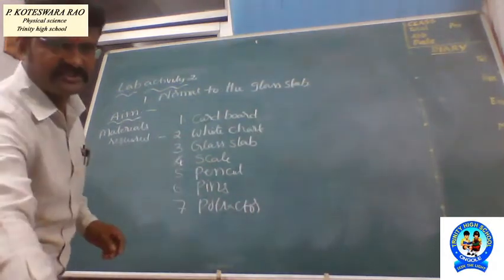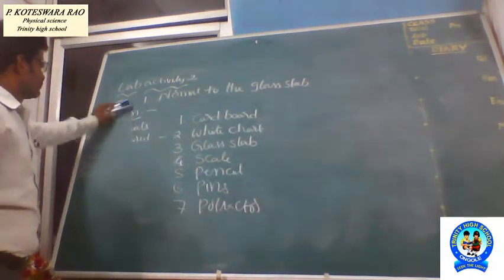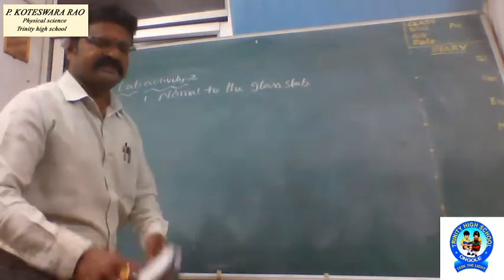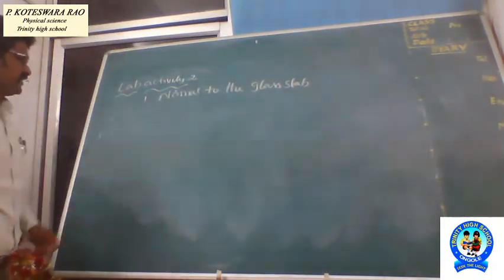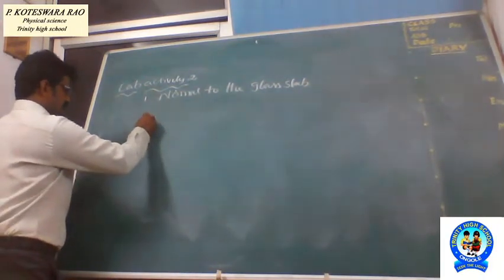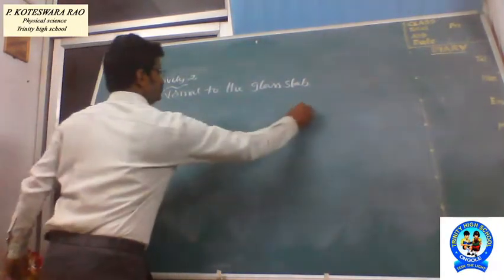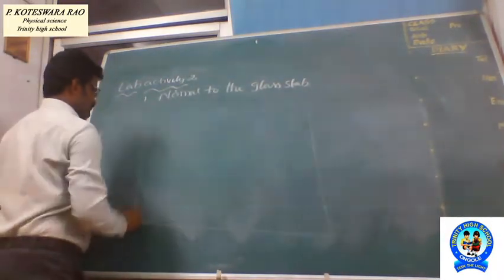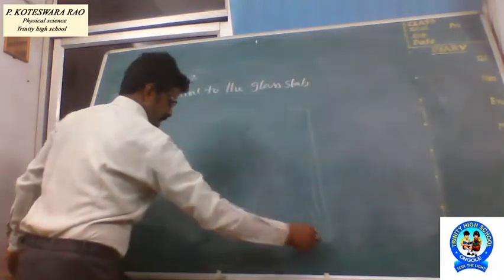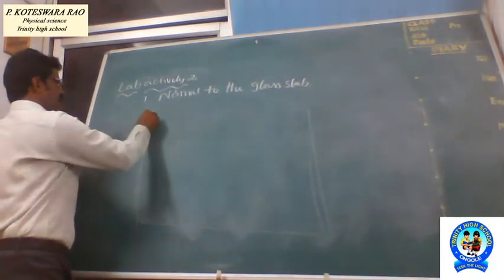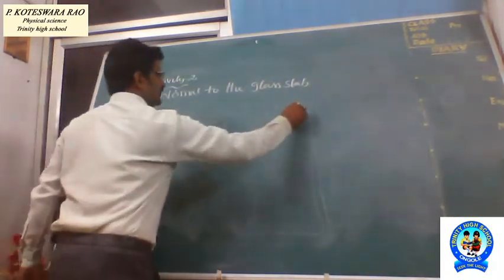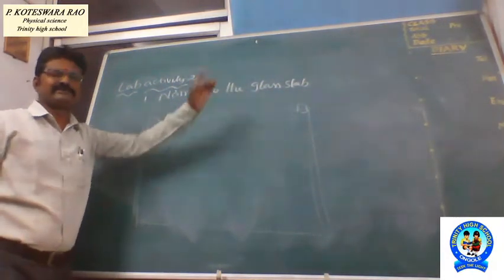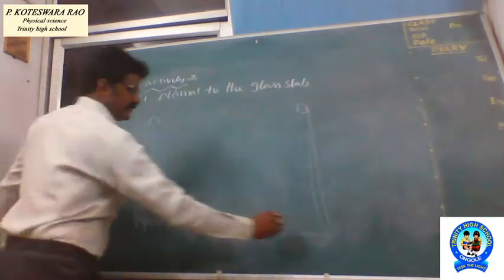Then what about the procedure? Here the procedure is nothing but the process. First of all, we want to take one cardboard. This is the cardboard. We want to fix a white chart, and this white chart is fixed with clamps. So in the materials required, we want to take clamps also.